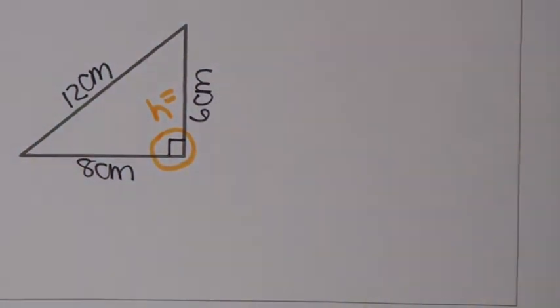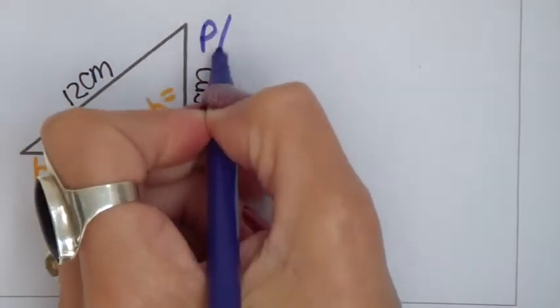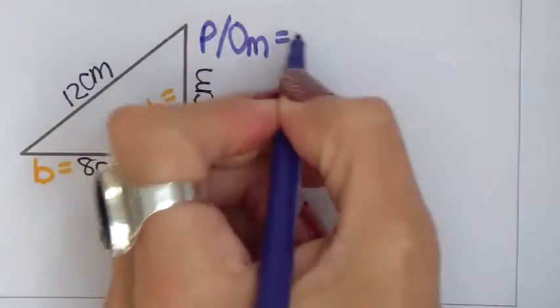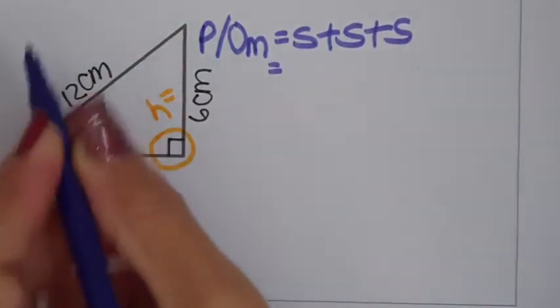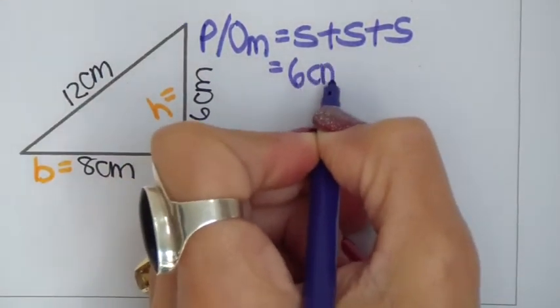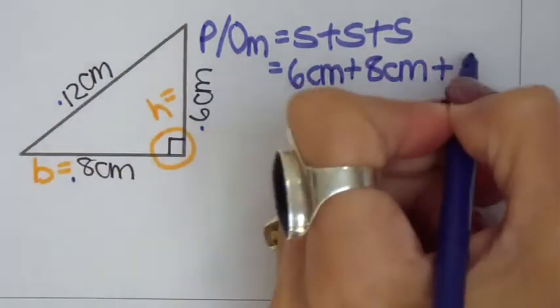But now I'm looking for the base. If 6 is the height, then 8 is the base. Omdat 6 die hoogte is, sal 8 dan die basis wees, want dit is die twee wat die 90 grade hoekie vorm. They are the two that form the 90-degree angle. Okay, now we're going to work out perimeter of omtrek. It's just side plus side plus side. Dan is dit, nou kom ons begin hierso. 6 cm, 8 cm, plus 12 cm.